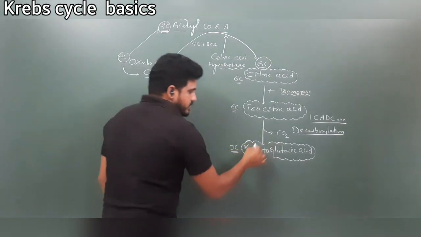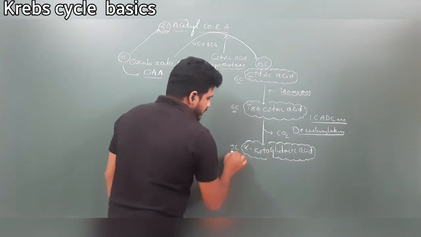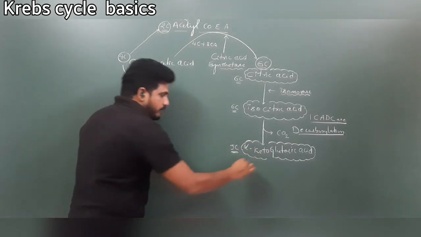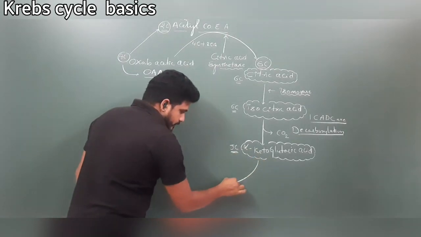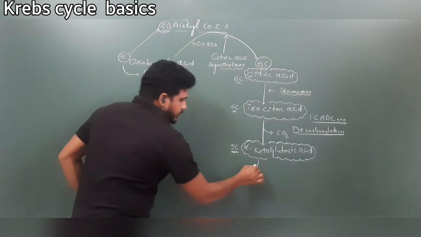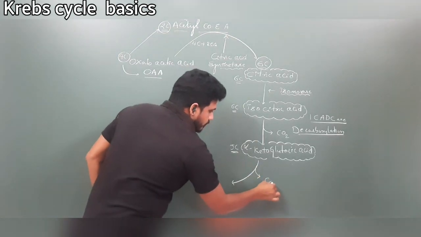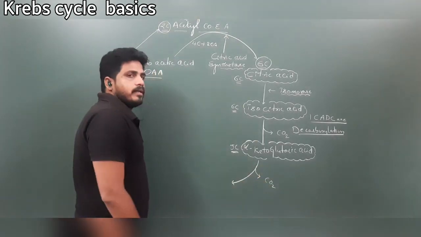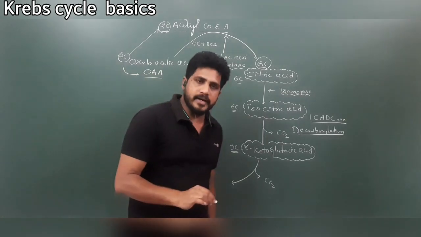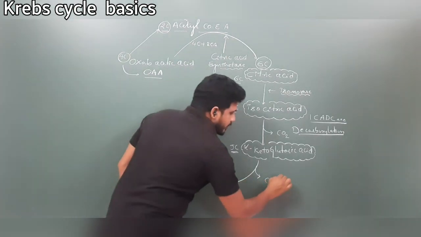Next, alpha ketoglutaric acid is formed, which is a 5 carbon compound. From alpha ketoglutaric acid, another carbon goes out, also in the form of carbon dioxide. So this is also decarboxylation.